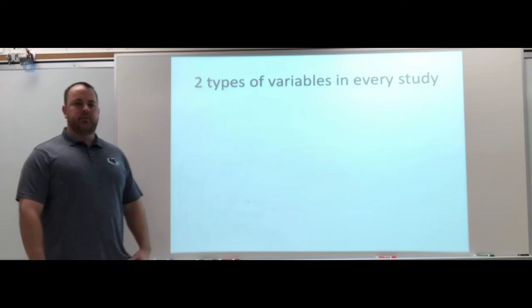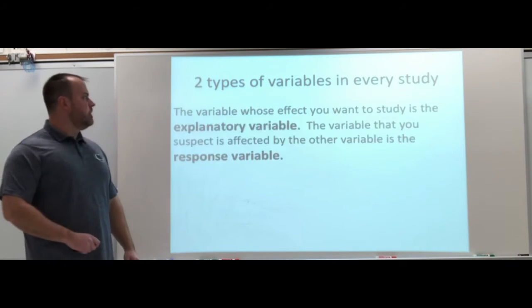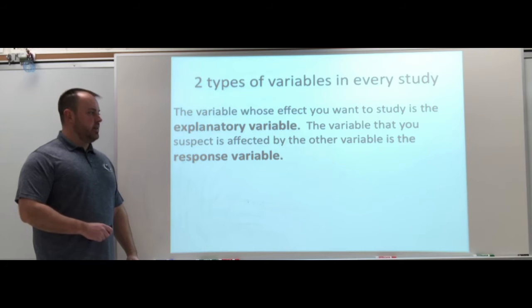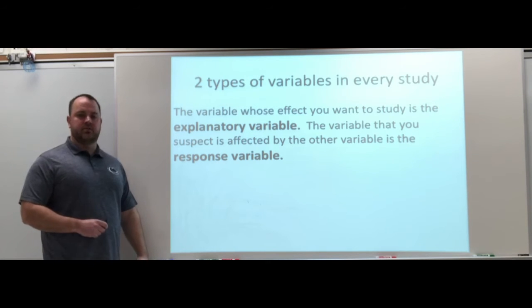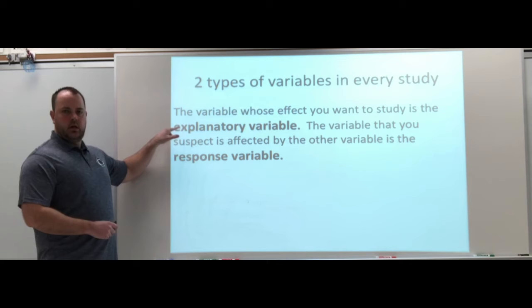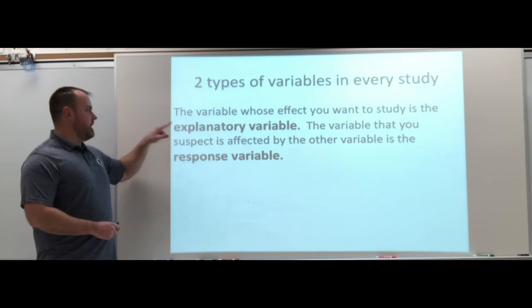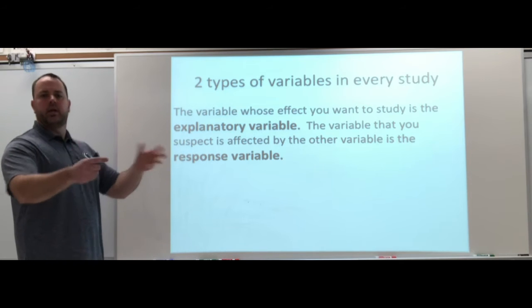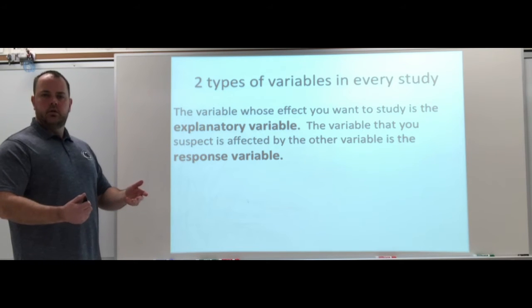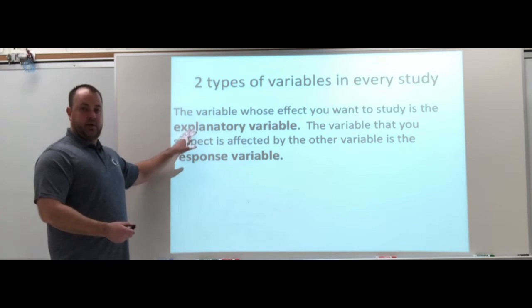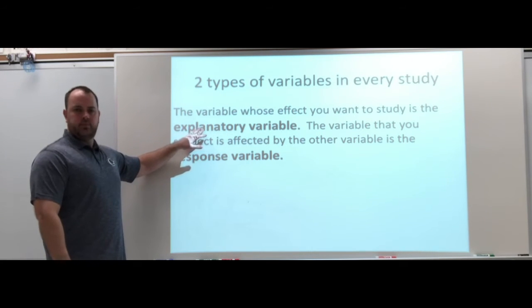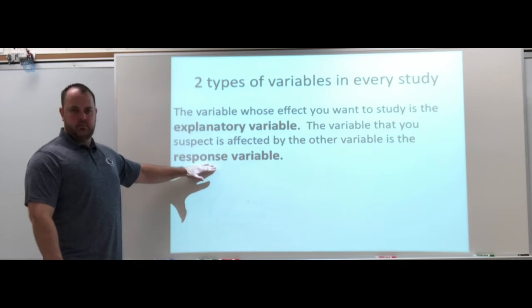Okay? 2 types of variables in every study. Okay? The variable whose effects you want to study is the explanatory variable. The variable that you suspect is affected by the other variable is the response. So we have what we think is the treatment that we're looking at, the effect that we are putting onto our observational units. That would be the explanatory. And we're going to see, okay, how did this explanatory change our observational unit? That would then be the response.